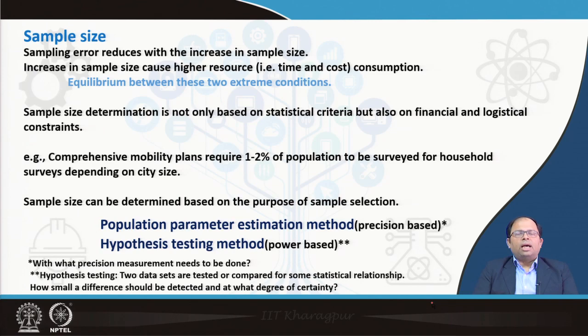So this is when we do the hypothesis testing, and from there also we can determine what kind of sample size is determined. And power basically means how small a difference should be detected and at what degree of certainty. So this is where it talks about what should be the difference between those two population groups that we were testing earlier. So that is what the hypothesis testing method is.